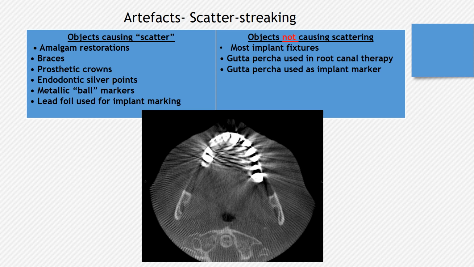Now, artifacts that can cause scatter or streaking are generally amalgam restorations, braces, prosthetic crowns, some things which you cannot take off before the scan, endodontic silver points, metallic ball markers, or lead foil used for implant marking. Now, there are methods, if you are using a digital scanning, then probably some of these can be avoided. Then objects which do not cause scatter are the implant itself because it's surrounded by bone. Gutta percha used in root canal therapy and used as an implant marker also doesn't cause scatter. So it's mostly the metallic parts of restorations or braces which are present in the oral cavity.